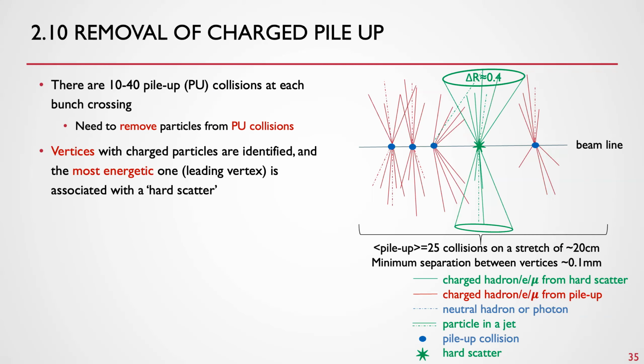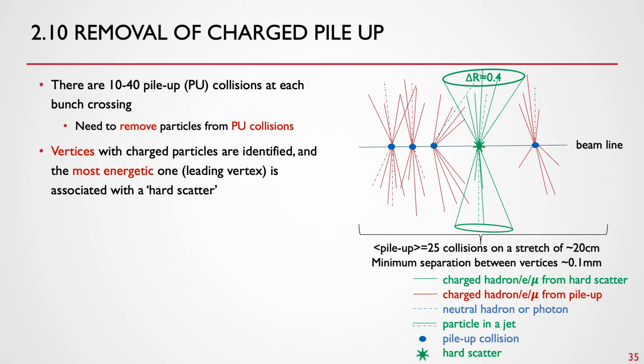That's possible as long as we have a track. If you have a pion, proton, whatever, you can remove the particle if it is associated to a vertex. But what do you do with a neutral particle? You cannot remove it because you don't have a track. You do not know where it came from.